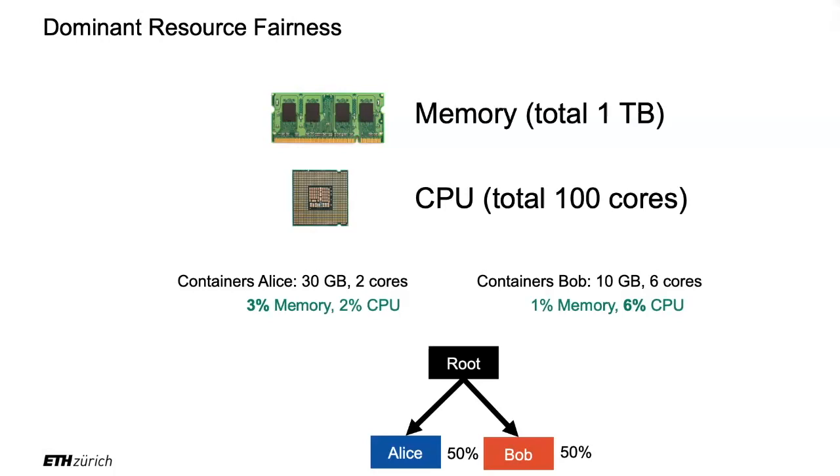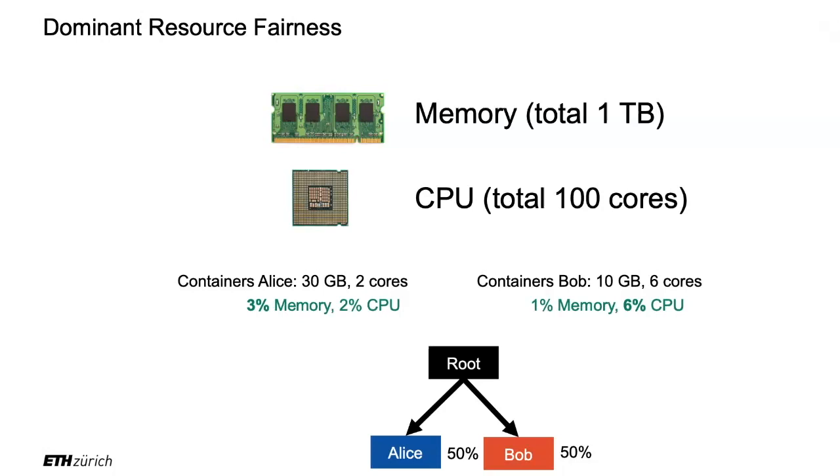And there is a trick that actually works also from a game theoretical perspective, because it's an incentive for people to not overbook what they need. So it's very clever. What you look at for every person is what is their highest percentage. In the case of Alice, 30 gigabytes is 3% of the total memory. 2 cores is 2% of 100 cores. So for Alice, it's the memory that is important. It's the 3% of memory, which is greater than the 2% of CPU. For Bob, 10 gigabytes is 1% of the memory per container, but 6 cores is 6% of the CPU.